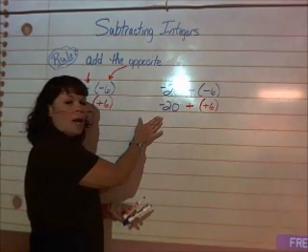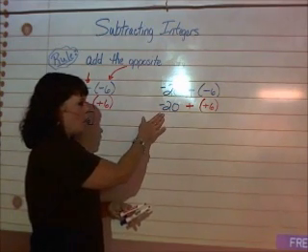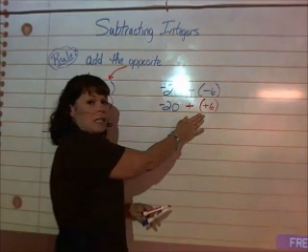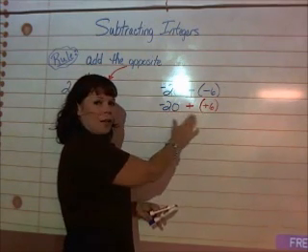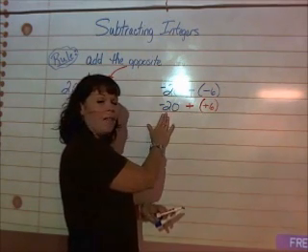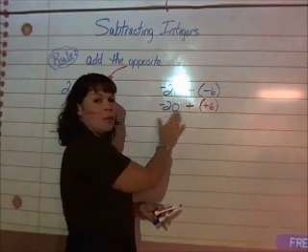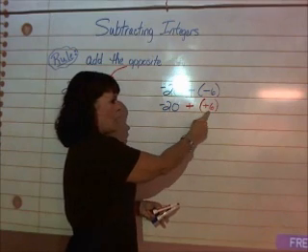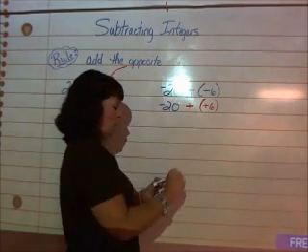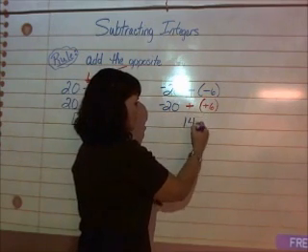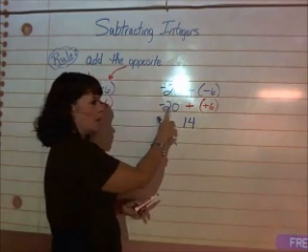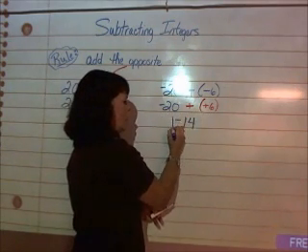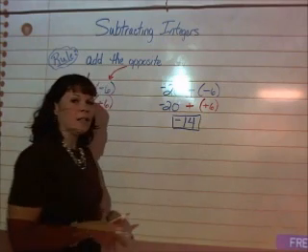Now this goes back to adding integers. A negative 20 plus a positive 6. I can't put those together because they're different. I have negatives and I have positives. So the difference between 20 and 6 would be 14. And I have more negatives than I do positives. So I have a negative 14.